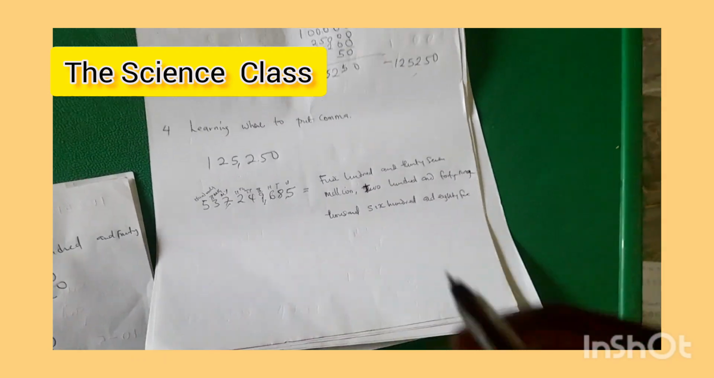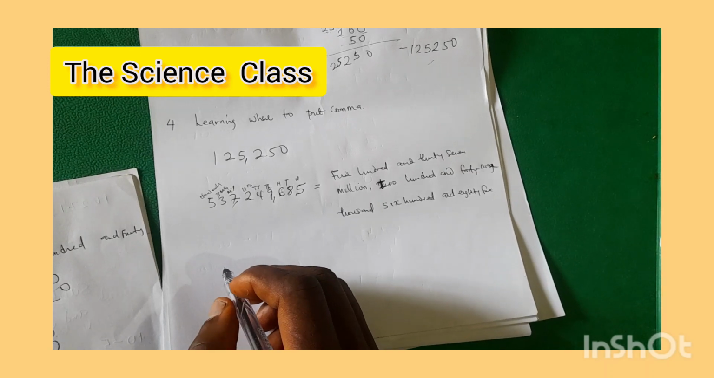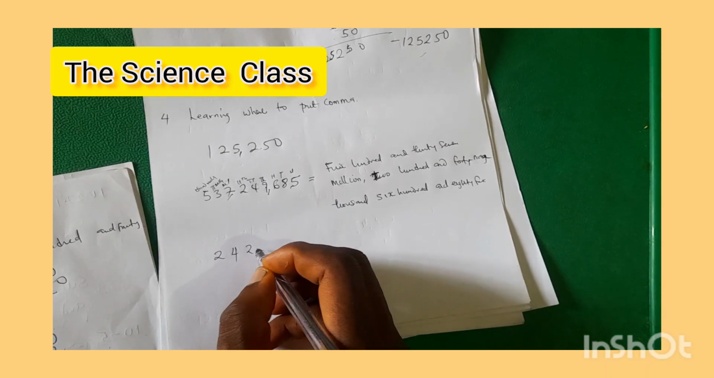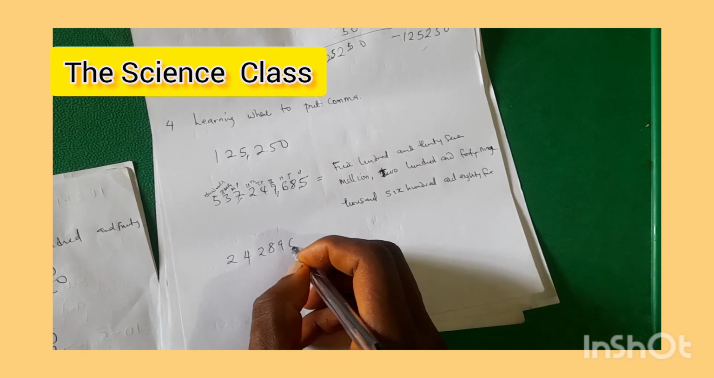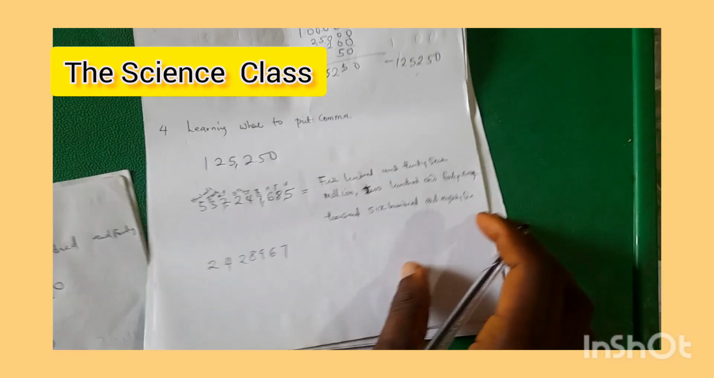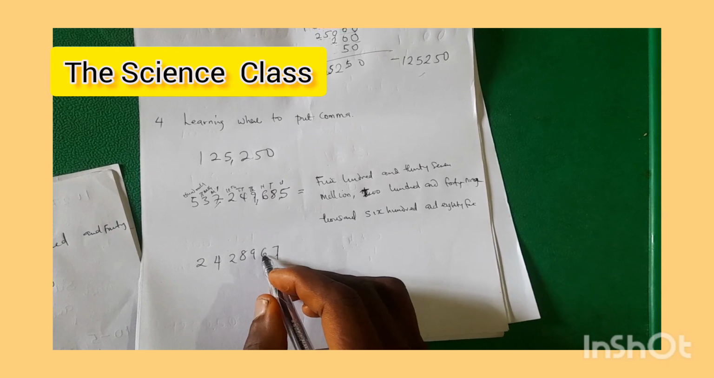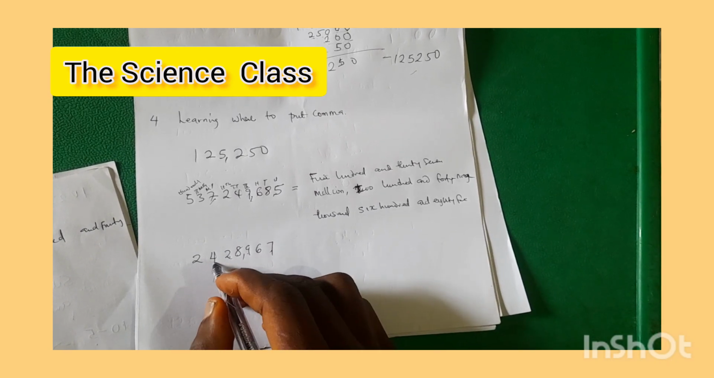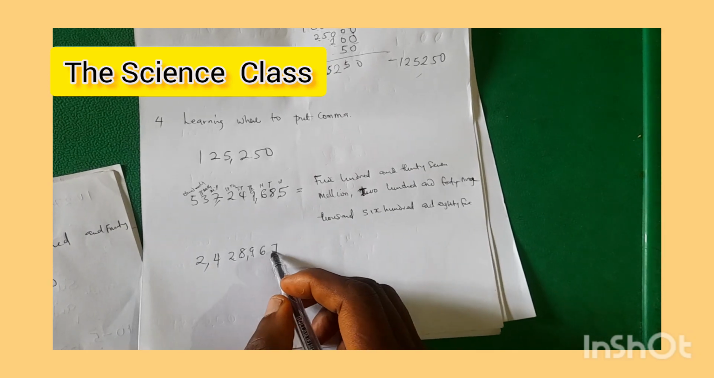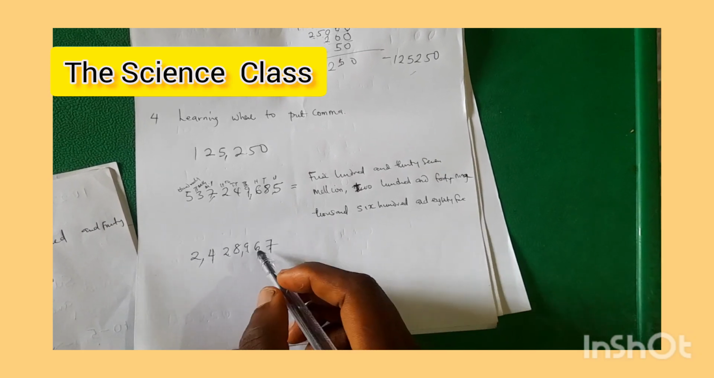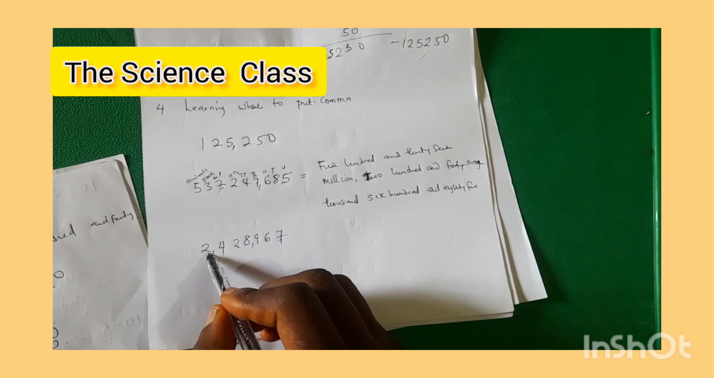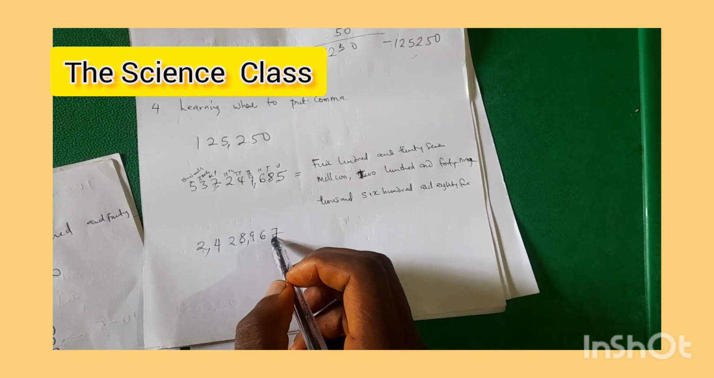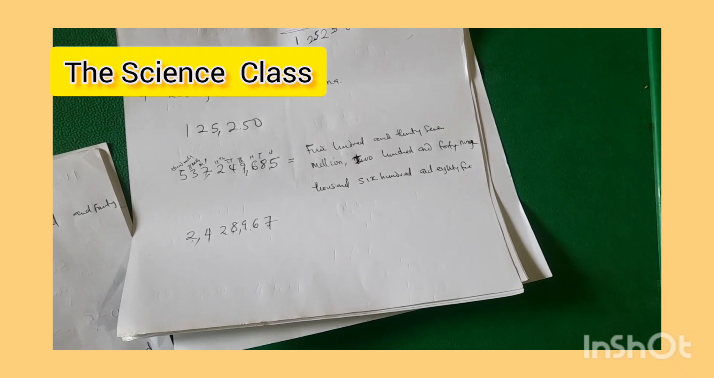So let's give another number. Let's say 2428967. So this is 1, 2, 3, comma, 1, 2, 3, comma. So definitely this is 2,428,967.